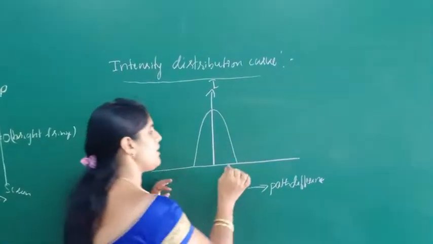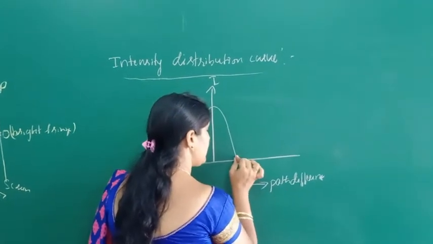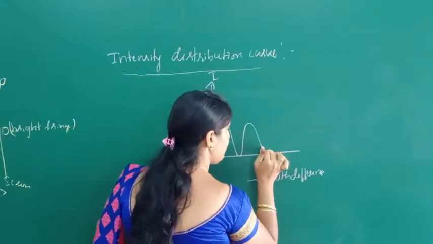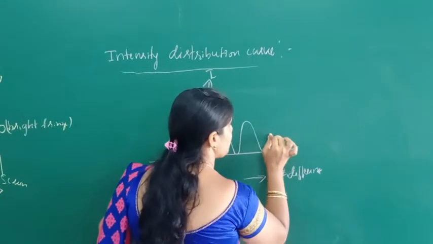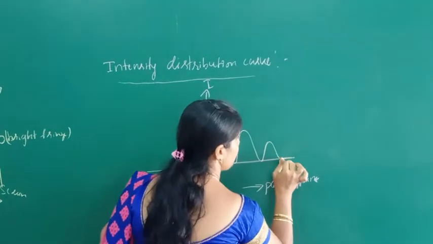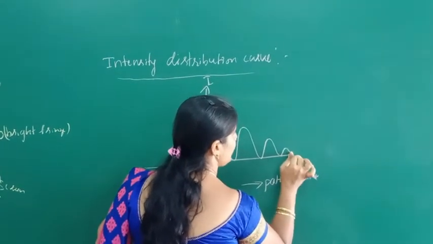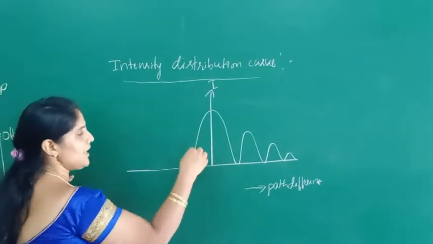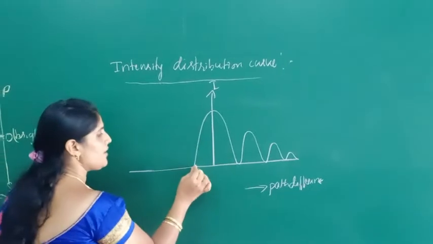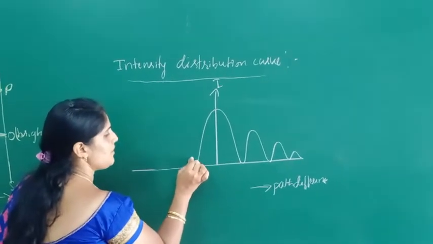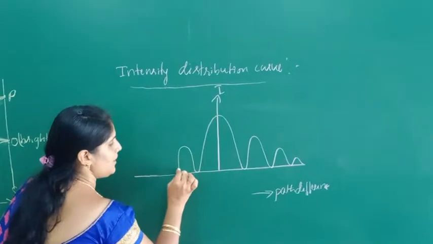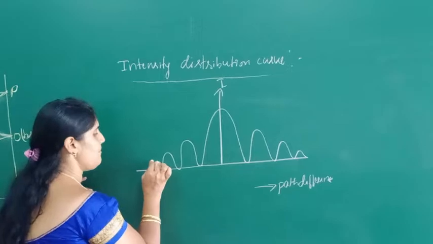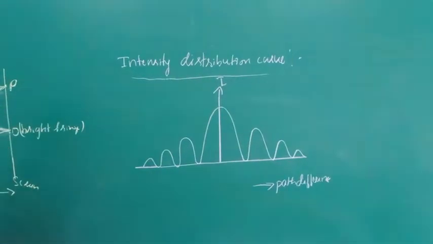After the central bright band, the intensity is minimum. Again, it becomes maximum, again minimum, and again maximum, like that. That means on either side of the central band, the intensity goes on to minimum, again becomes maximum, and goes on to maxima and minima like this.